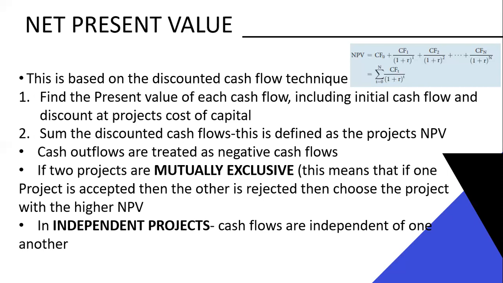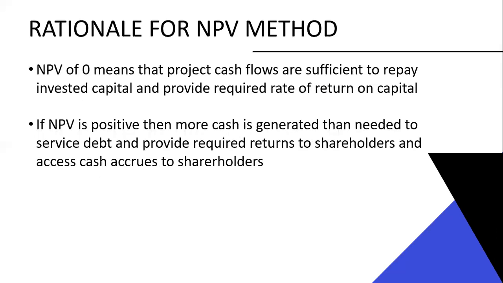But then there's another terminology, which is independent projects. In this specific case, it's not like you have to choose one or the other. In fact, cash flows are independent of one another. In this case, companies will want to accept any independent project that has a positive net present value. Now, if there is a project that has an NPV of 0, this basically means that the project's cash flows are sufficient to repay the invested capital and provide the required rate of return on the capital.